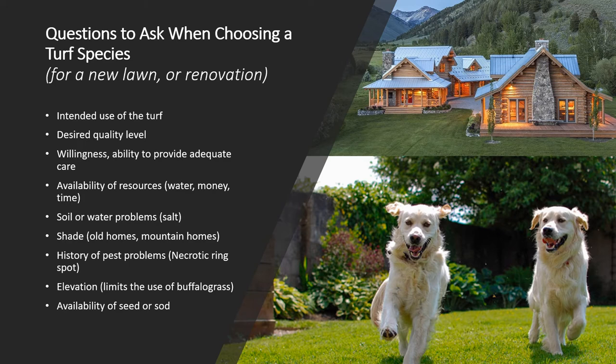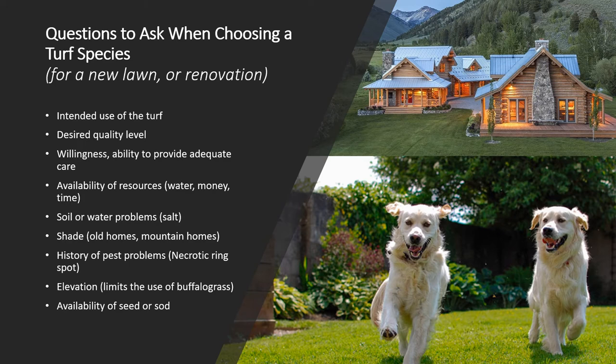So, history of pest problems, that could be elevation. What we could use up in Vail and Aspen is going to be different than what you can use out in the Eastern Plains or over in Grand Junction. And then you consider the northern and southern parts of the United States, totally different grasses.